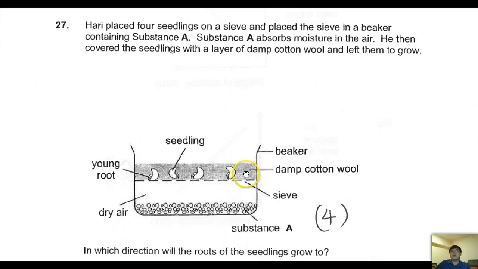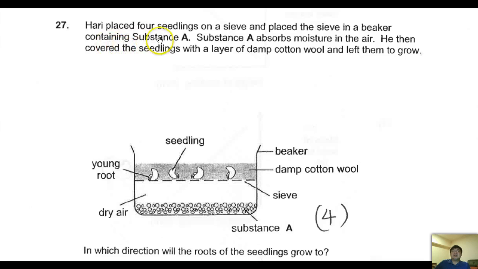Why do you put a cotton wool there? Because the cotton wool absorbs the water, so it does not allow quite a lot of water to just flow down easily. Okay, so the seeds here, they put this substance A to dry the air. They just want to prove to us that dry air here has no water, right?